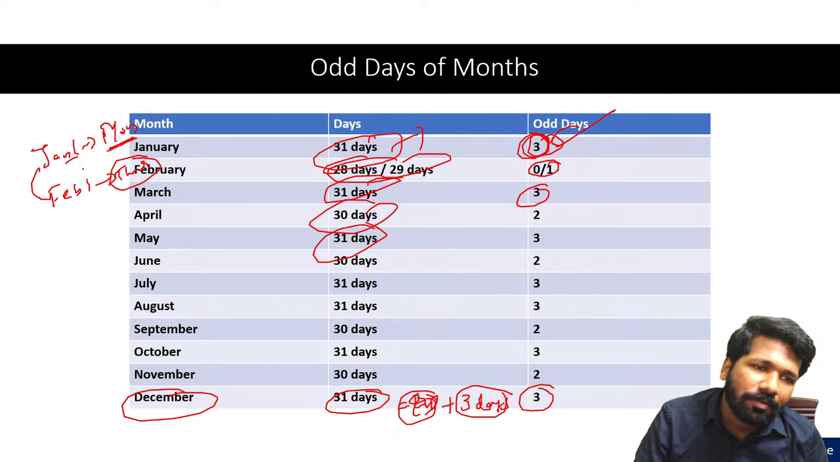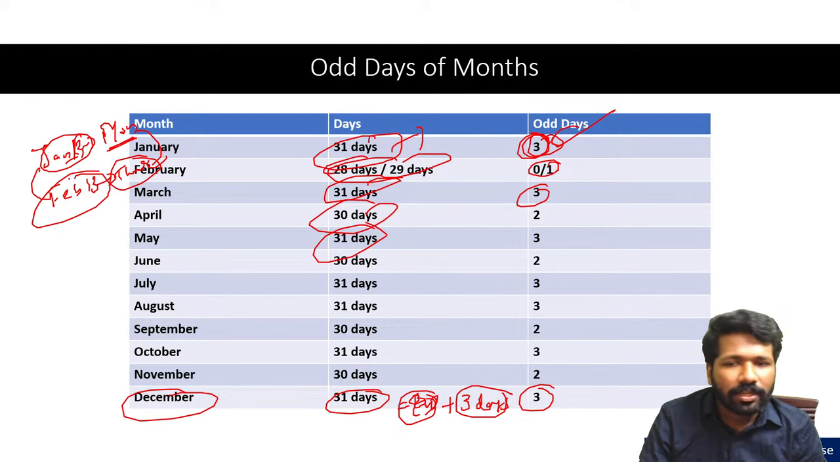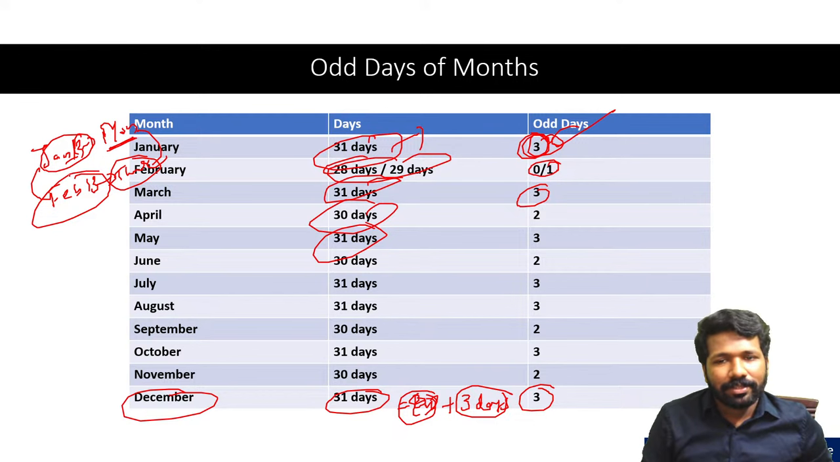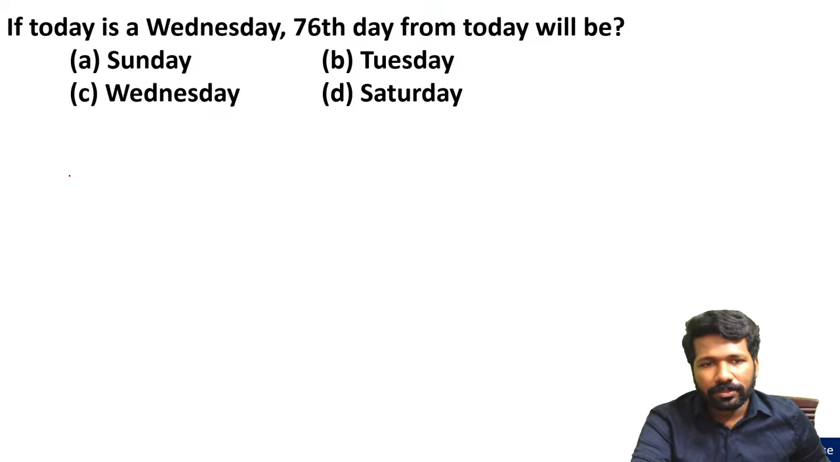That is not only for January 1 and February 1. If it is, say, January 13 and February 13, that will also be the same 3-day difference, because from January 13 to February 13 there are 31 days only. That is, 31 days is 3 odd days. All of you understood this?